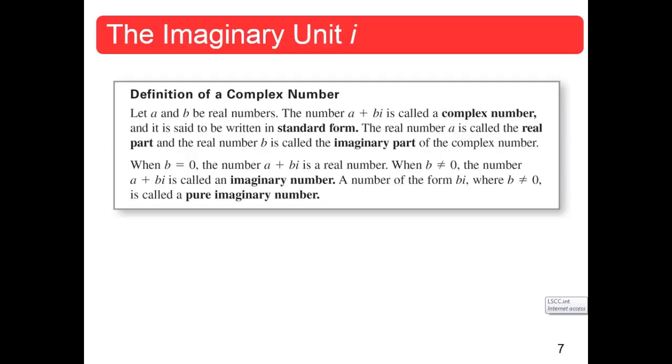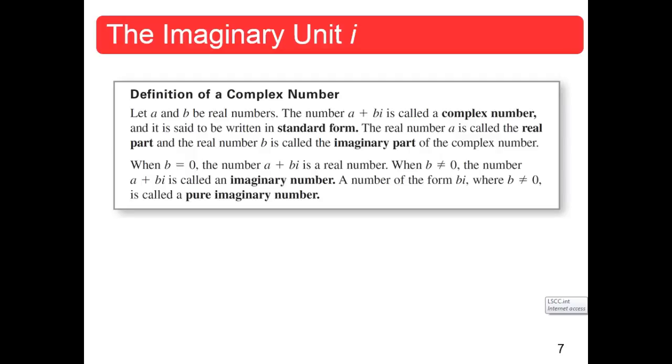I'm not going to go into this in great detail. This is a little bit of nomenclature. We're not going to use it, but you might need to in the future. So, if a and b are real numbers, remember? Real number, then the number a plus bi is called a complex number.